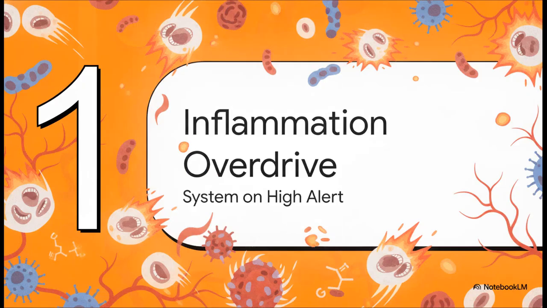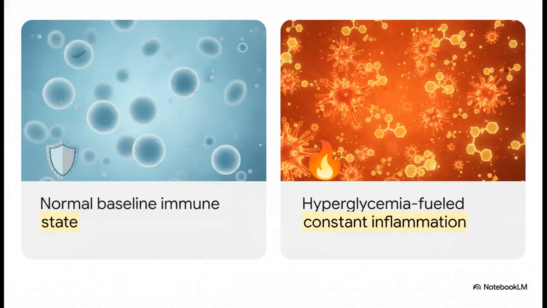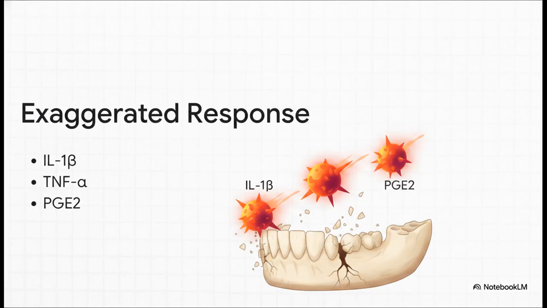So, Section 1, the inflammation overdrive, the system on high alert. When you contrast a normal cellular baseline against an unrelenting inflammatory state fueled by high glucose, well, hyperglycemia acts a lot like throwing gasoline on a fire. Instead of resting when there's no immediate threat, the immune system gets tricked. It becomes locked into this constant, low-grade, yet highly destructive state of alert. And this exaggerated host response triggers an absolute flood of specific inflammatory mediators. We're talking IL-1 beta, TNF-α, and PGE2.